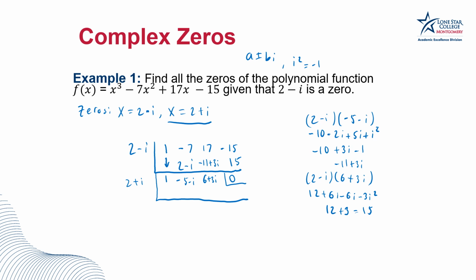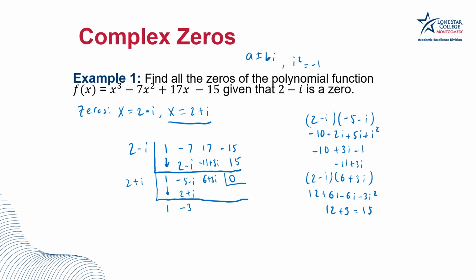So let's do it again. Bring the 1 down. So 2 plus i times 1 gives us 2 plus i. Now if we add, this time we have an i, so we're going to be adding the i's as well. So negative 5 plus 2 gives us negative 3, and negative i plus i gets us 0. So we're left with just the real part, which is negative 3.